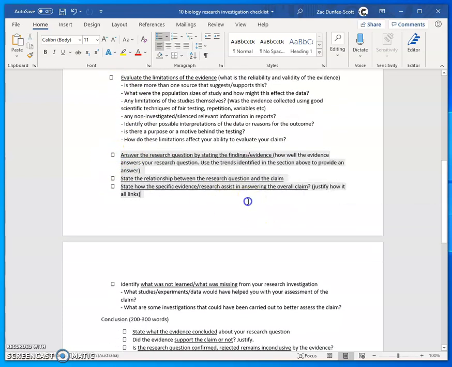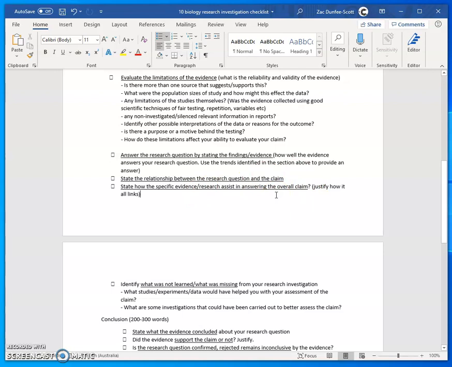Next major section in the middle here. Answer your research question. What's the relationship between the research question and your claim? And state how the specific evidence and that specific research you have done assisted in answering the overall claim. Justify it and link it all together. So how is this research that I have found and this graph and this information that I have, how is that answering my overall claim and how is that answering my research question?